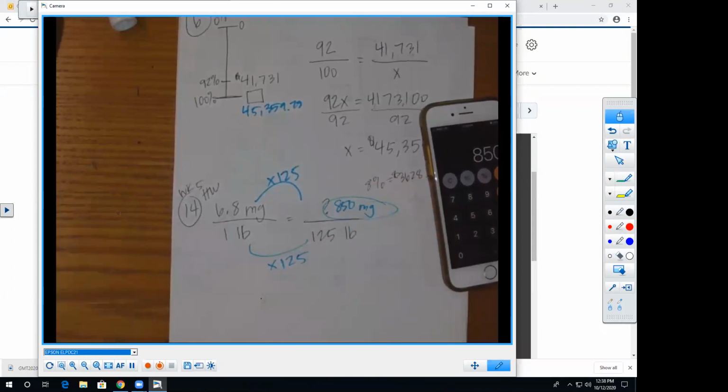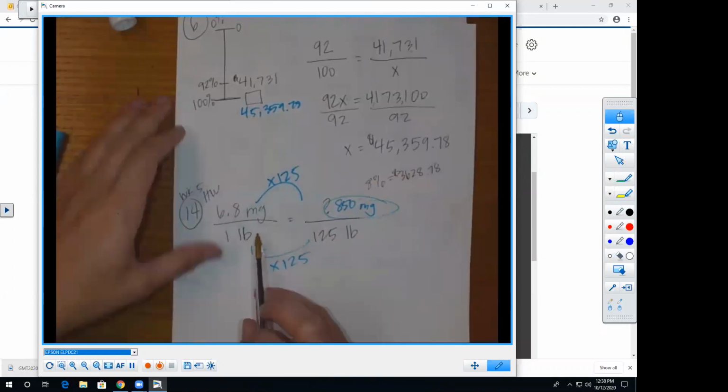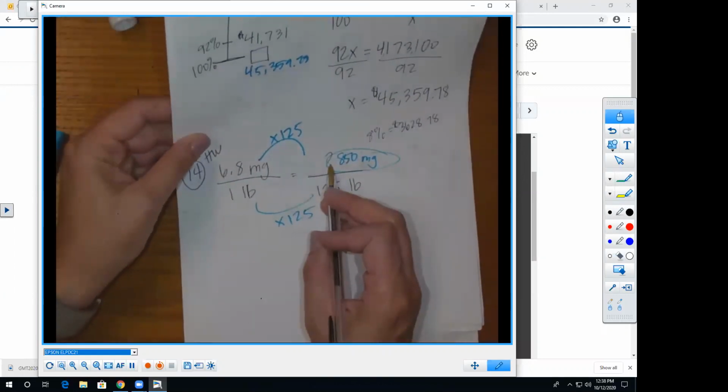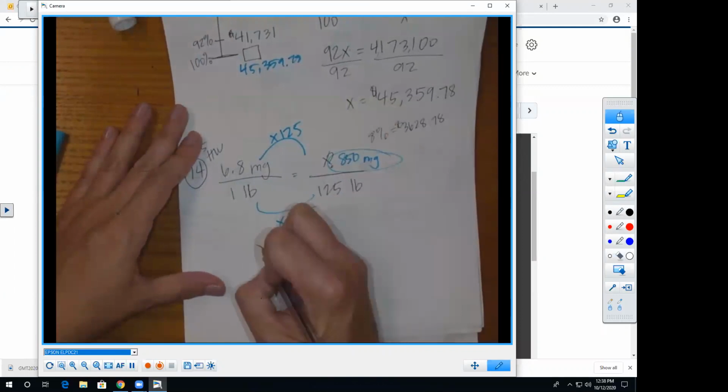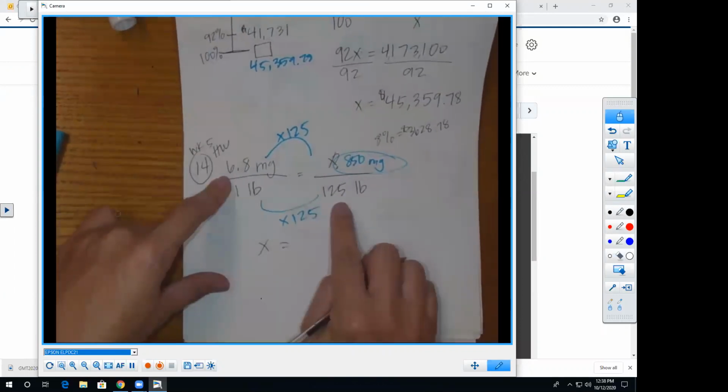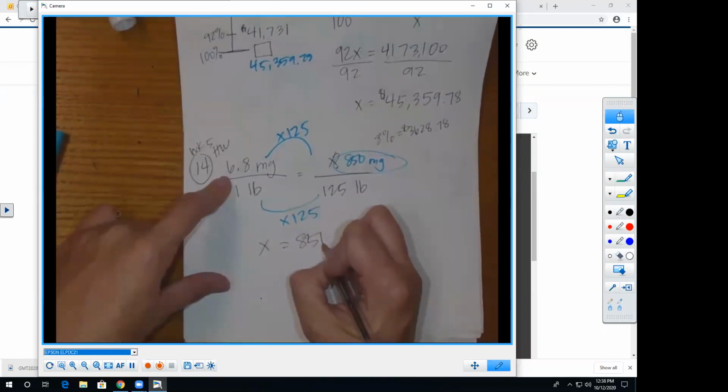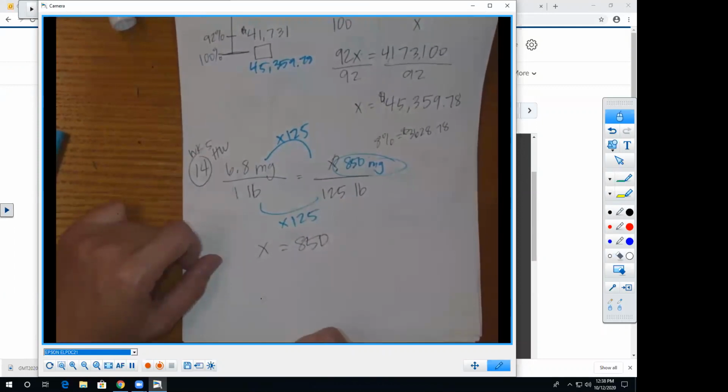You could cross multiply that if you wanted to. If I put this as x, that would be 1x equals 6.8 times 125, which is 850. It's the same thing.